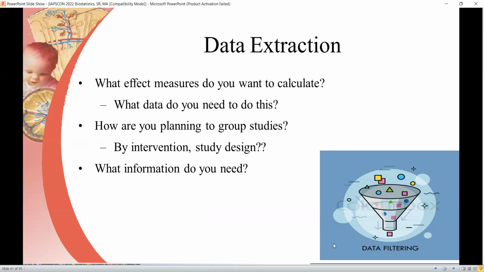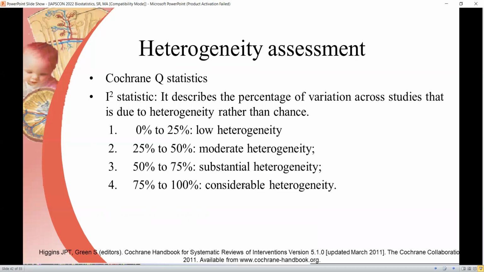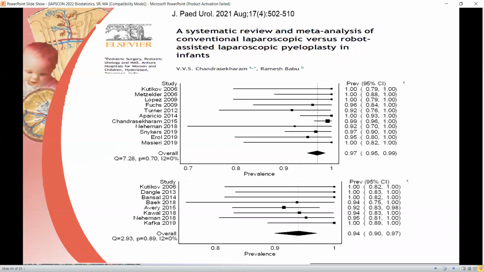So what data you need to read this, how are you planning to look at the outcome? You will also have multiple heterogeneity: variability in the participation interventions, variability in study design, variability in intervention effects, which is called statistical heterogeneity. Heterogeneity is associated with the I2 statistic or Cochrane Q statistic. If the difference is low, you call it low heterogeneity. That means all the papers you have included are similar in nature, which is probably preferred. But it doesn't matter even if the heterogeneity is high, you just have to report that it is high.